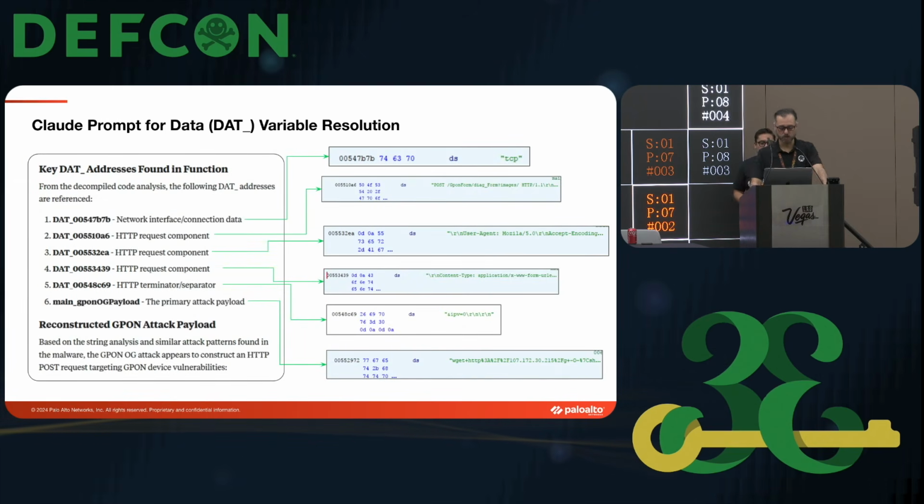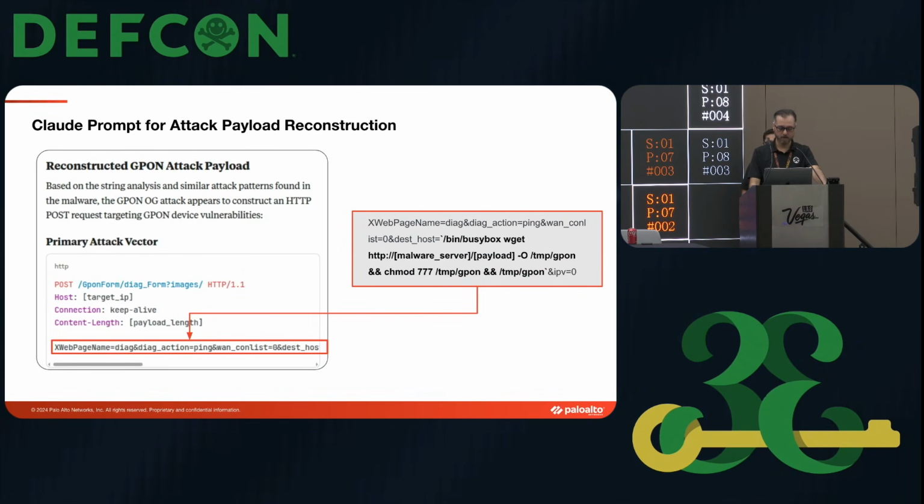In the next slide, we want to see the DAT variable resolution. Even here, the AI was able to give us some information about the network interface connection data, the HTTP request components, the terminator, and even the primary attack payload. That means that with all this information, we can somehow reconstruct the actual attack. In this slide, I also included the data addresses as well. So I asked, okay, let's reconstruct the actual payload, and I got this result.